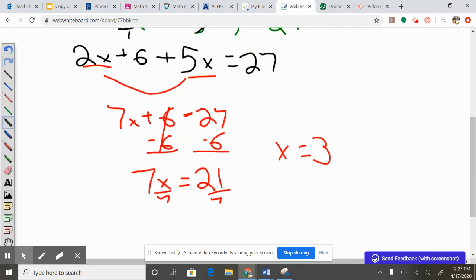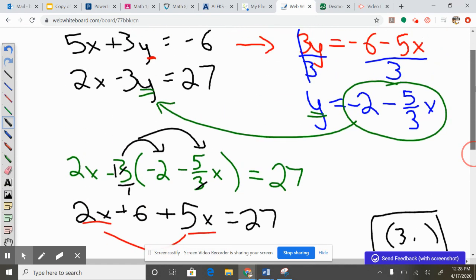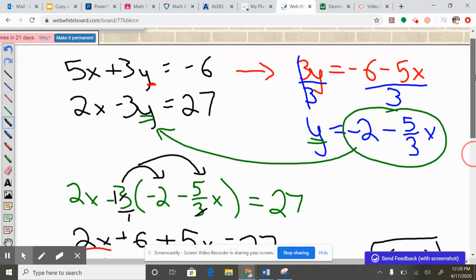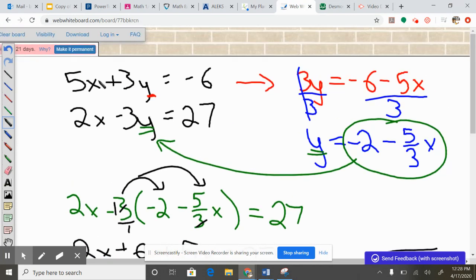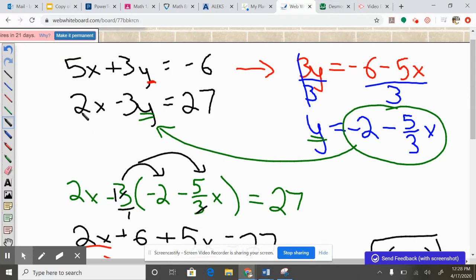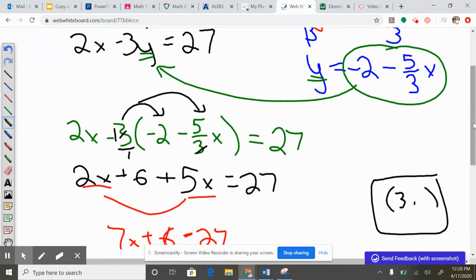So I know the x coordinate will be 3. I still need my y coordinate. So what I do is I go back to one of these original equations. Doesn't matter which one, I could take the 5x plus 3y equals -6, this one here, I could take this one that I isolated for y. I'm going to take the bottom one, 2x minus 3y equals 27. But now I know x is 3.